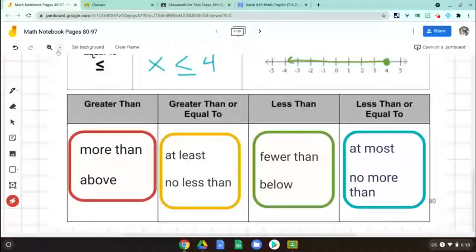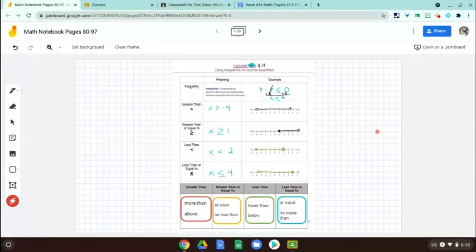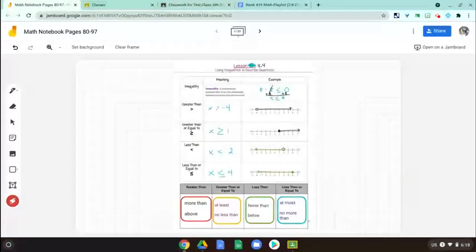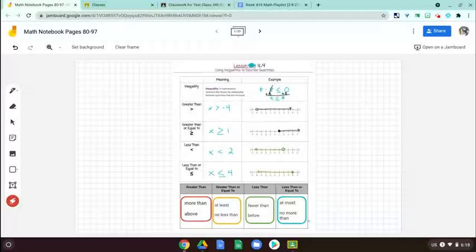So that's it for page 80. Make sure you take detailed notes today. Make sure you write neatly so you can see how to graph properly. And write down those clue words down below to make sure that you have those accessible when you run into word problems.